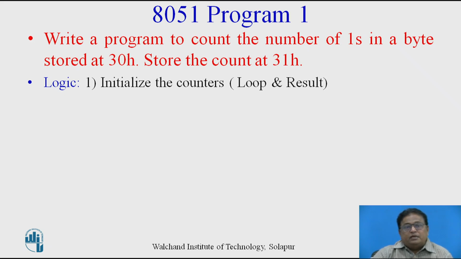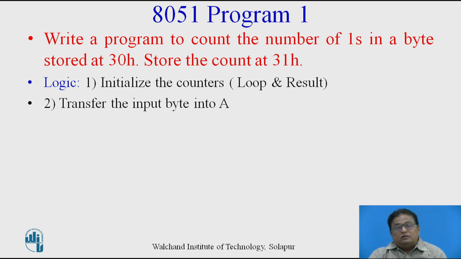So, the very first step is to initialize the required counters. For this program, we require two counters. One is to store the result, that is the count of ones, and the second one is to check how many times the loop has been iterated. After initializing the counters, transfer the given input number, which is at address 30, into the accumulator, that is nothing but register A.